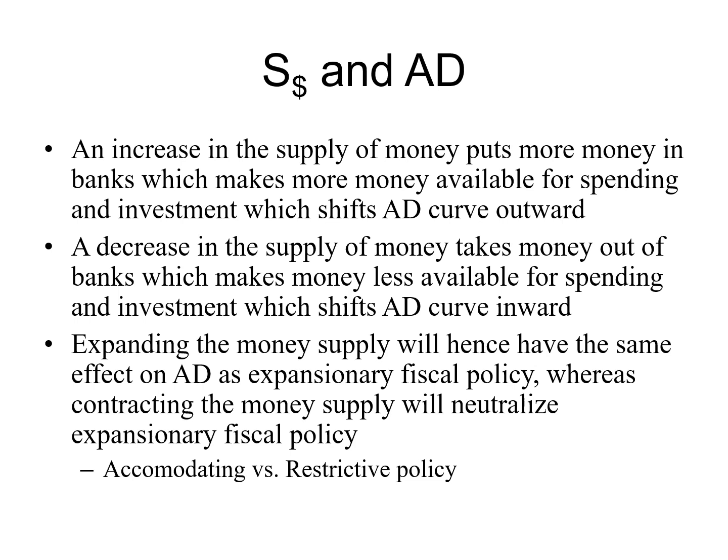And we've talked about this before. I'm just kind of recapping it. An increase in the supply of money puts more money in the banks, which makes more money available for spending and investment, which shifts the AD curve outward. Decrease in the supply of money takes money out of banks, which makes money less available for spending and investment, which shifts the AD curve inward. The increase in the supply of money, interest rates drop. Decrease in supply of money, interest rates go up.